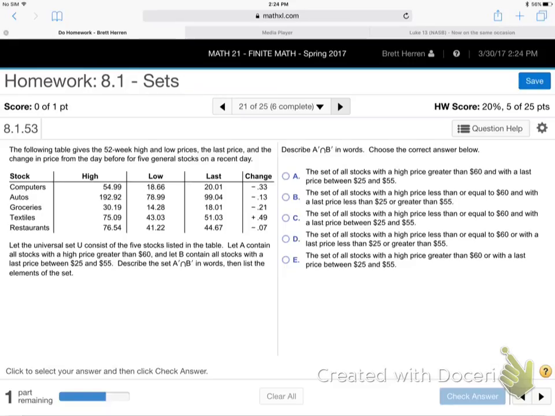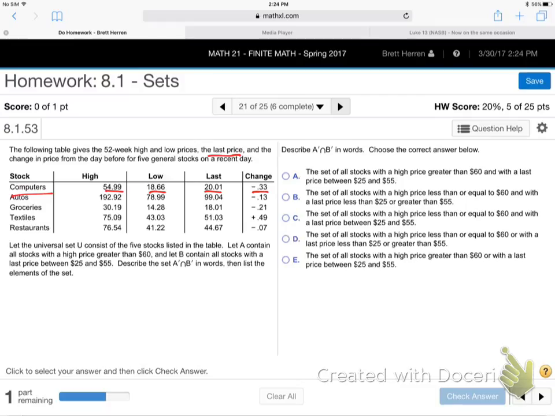All right, the following table gives the 52-week high and low prices, the last price, and the change in price from the day before for 5 general stocks on a recent day. So computers, their high was $54.99, their low was $18.66. What's the last? I don't know. So last price was $20.01 and it went down by 0.33.